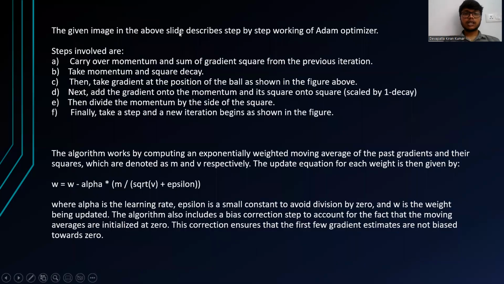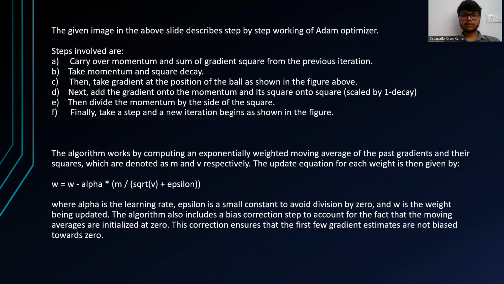The image in the above slide describes the step-by-step working of Adam optimization. The steps involved are: carry over momentum and sum of gradient squared from the previous iterations, and then apply the momentum and square decay. Then take the gradient at the position of the ball, as shown in the figure above. Next, add the gradient onto the momentum and its square onto the squared sum, which is scaled by one minus decay. Then divide the momentum by the square root of the squared sum. Finally, take a step and a new iteration begins, as shown in the previous picture.